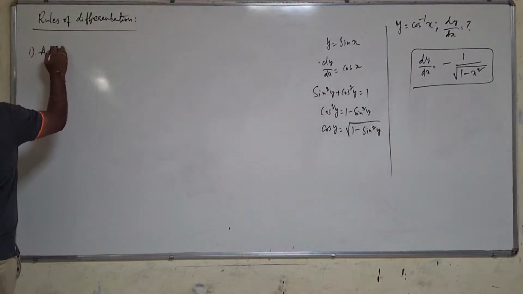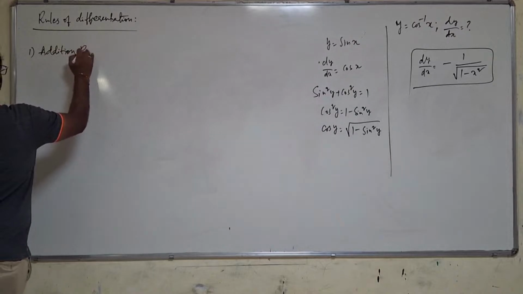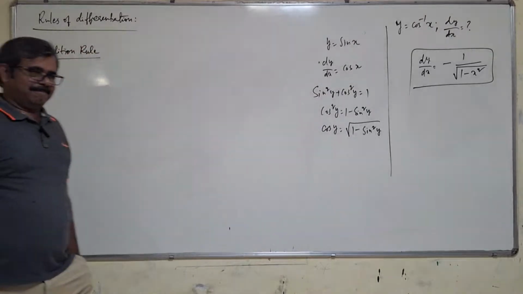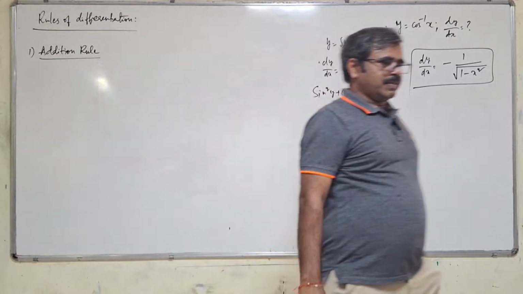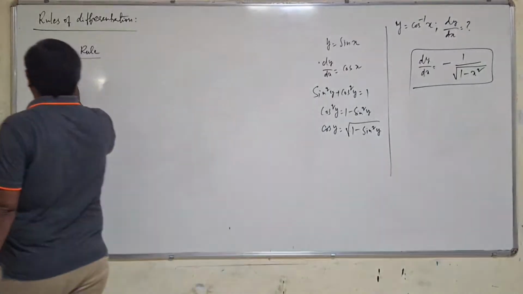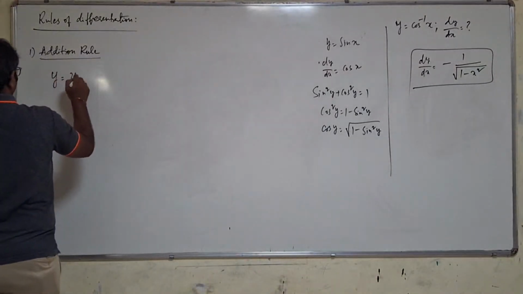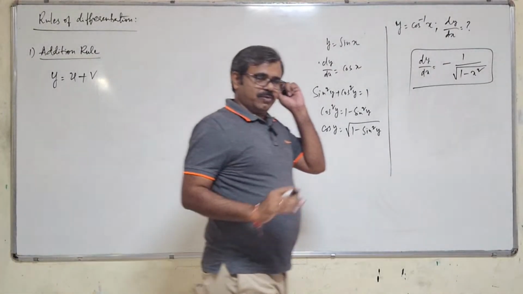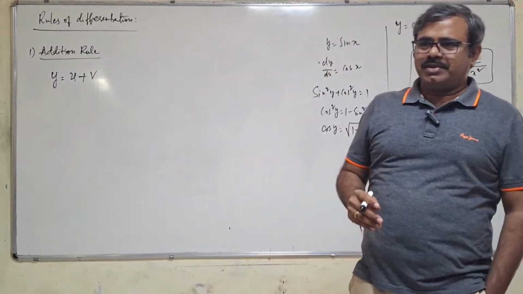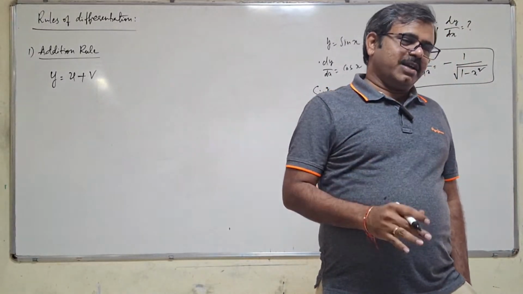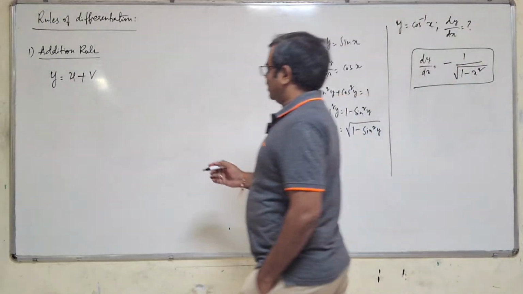The first one, addition rule. Y is equal to u plus v. What are u and v here? U is a function of x. V is also a function of x. Y, of course, is a function of x. I'll give you an example.